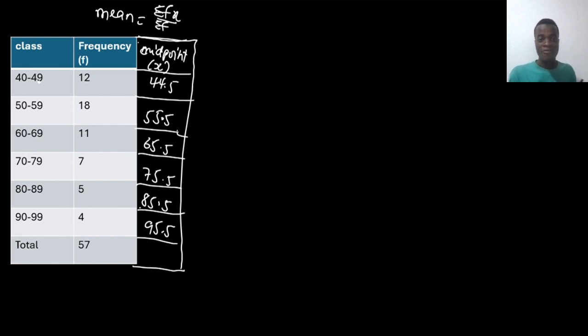Yes, now we have x. Does it mean that we are ready now to do the fx? We can just multiply the frequency times this x, where x is the midpoint. But see, the problem is that not all the items within 40 to 49 are represented by the count 12. So there is one more thing that we need to do to make sure that we arrive at the actual answer. We are going to call that the mean deviation. So we are going to have a mean deviation.